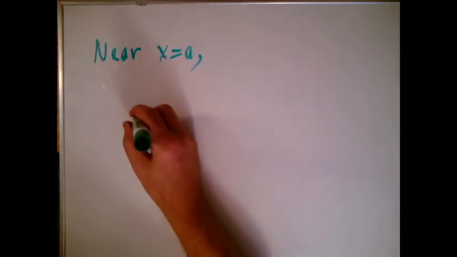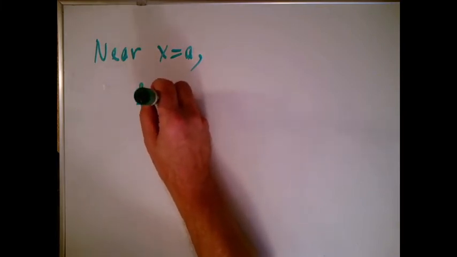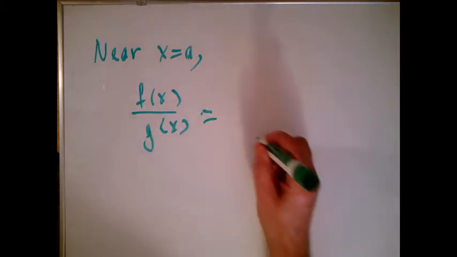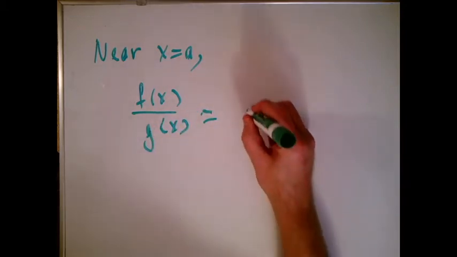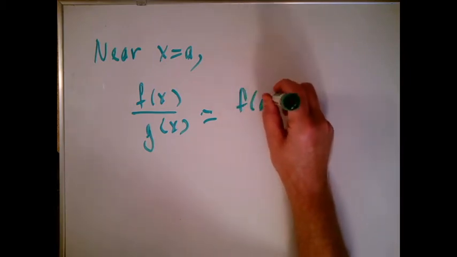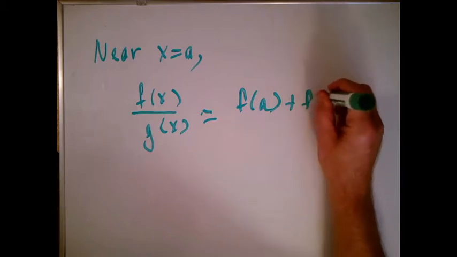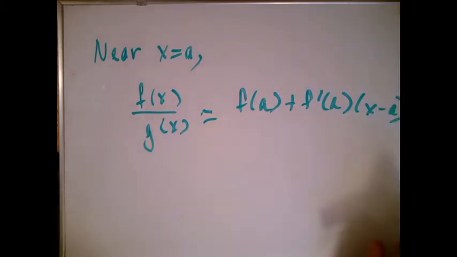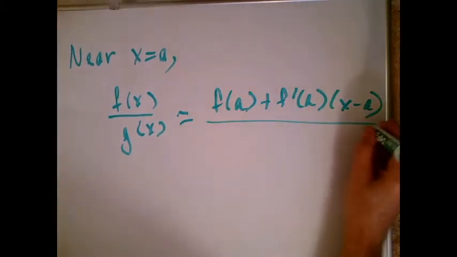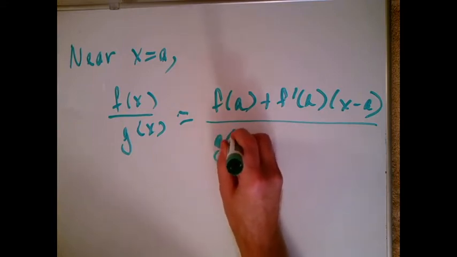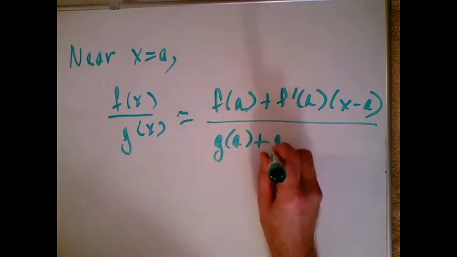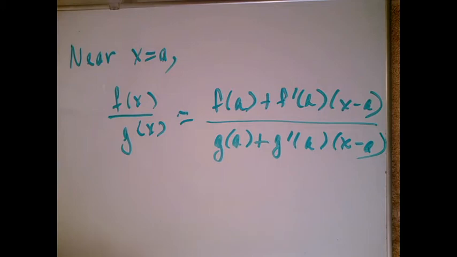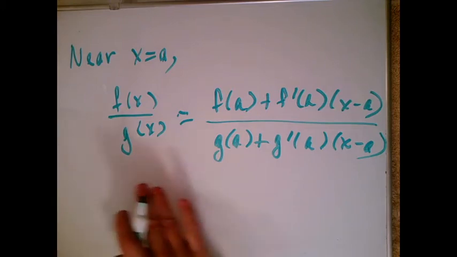it is always true that if I'm looking at the function on top and the function on bottom, I should be able to just look at the linearization on top and the linearization on the bottom. So I'm going to get f of a plus f prime of a times x minus a on top, and on the bottom I should just get g of a plus g prime of a times x minus a. So it should always be true that the limit of the left-hand side is equal to the right-hand side.